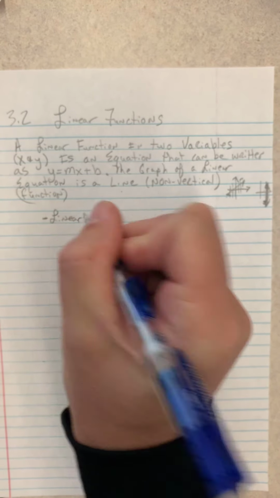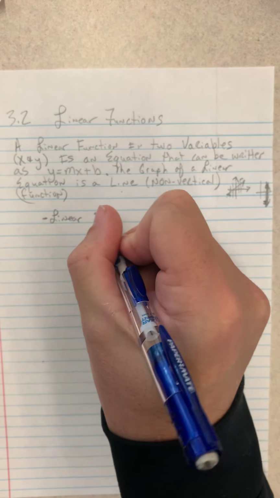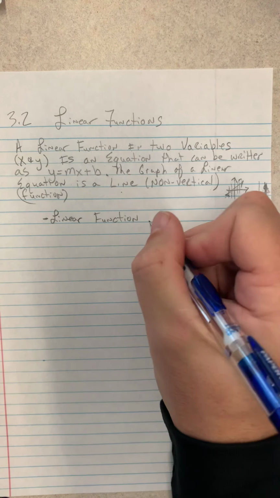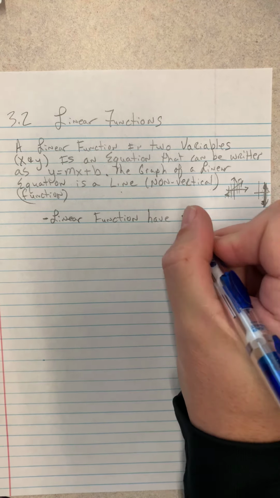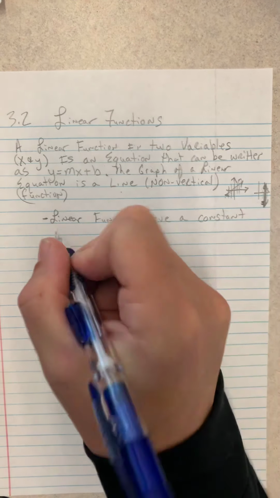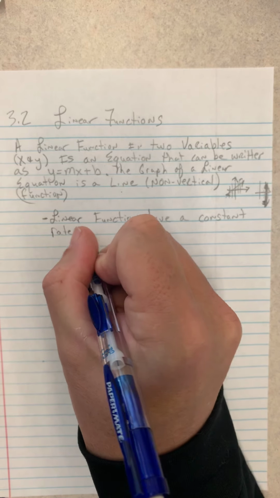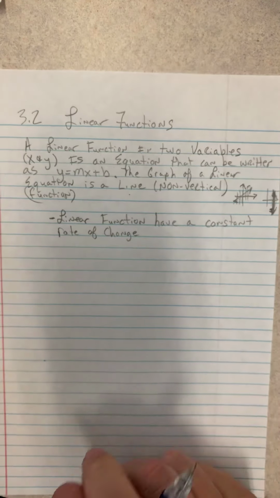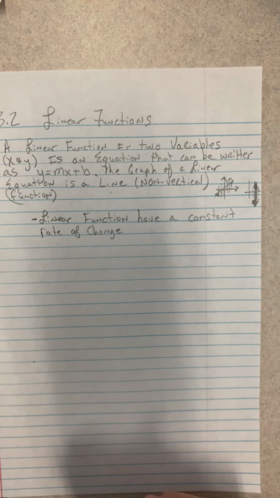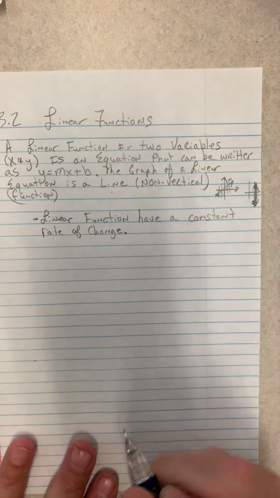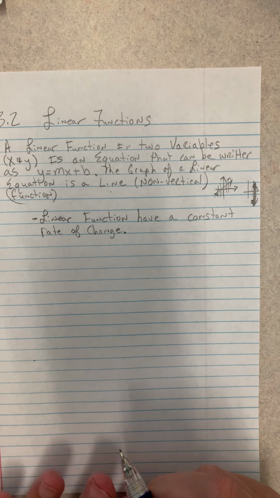Linear functions, and this is a key takeaway, linear functions have a constant rate of change. And when we're talking about a line, hopefully you remember this, we're talking about slope. Rate of change is slope. We're going to start introducing in some vocab. It's going to take us forward.